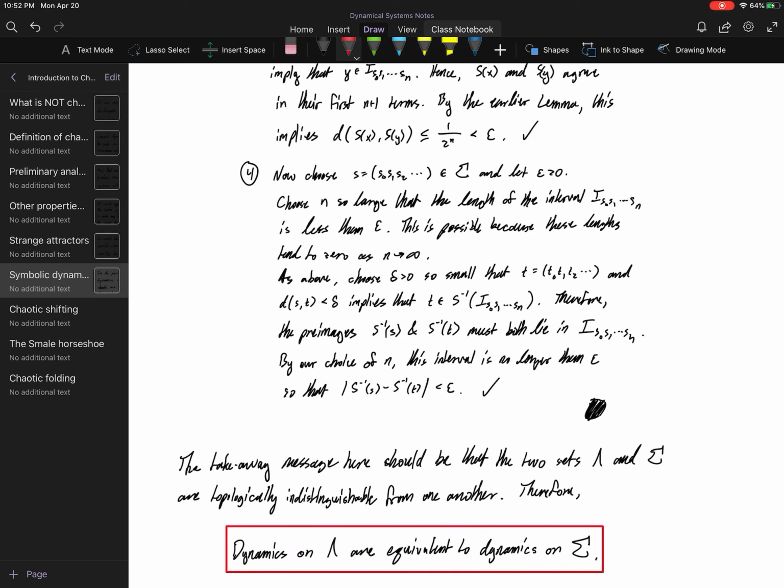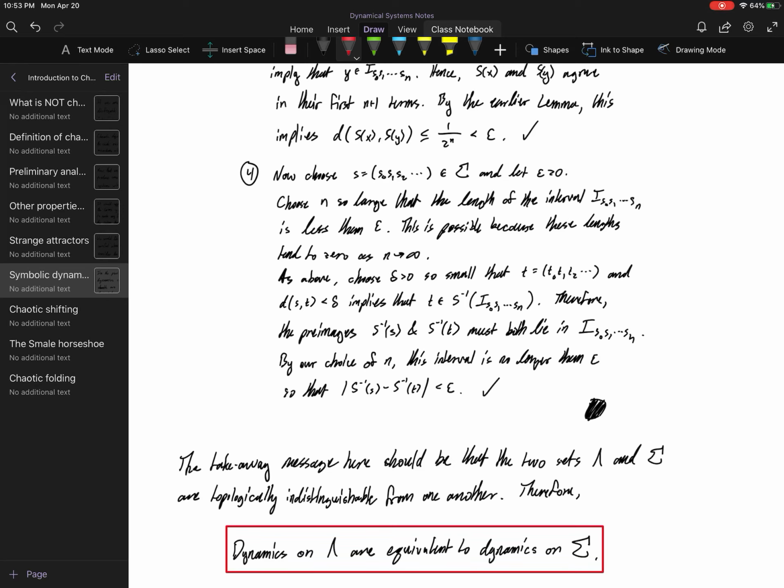So as above, we're going to choose delta so small that any other sequence t0, t1, t2 out to infinity, being of a distance less than delta, implies that I'm in the pre-image of this itinerary. Is that right? T is in the pre-image. No, that should be a Y. So the pre-image of that, yeah, that should be a Y. Anyway, such that I'm in any one of these that has the same itinerary up to the first n plus 1 terms of the sequence.